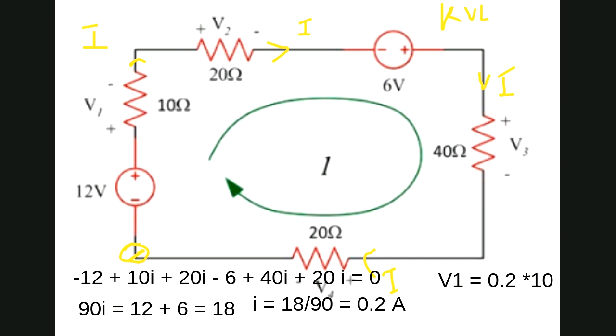Similarly, you can say that V2 equals 4 volt. Similarly, V3 equals 8 volt, and V4 again equals 4 volt. Very good, yeah, Muhammad Umar, Jazakallah khair.